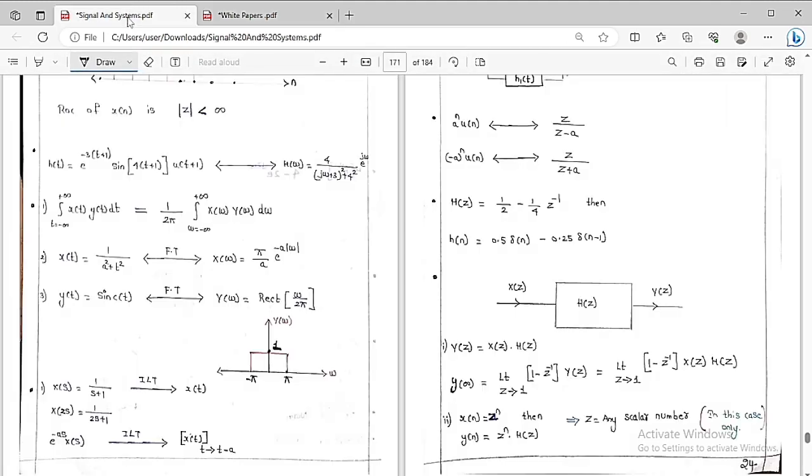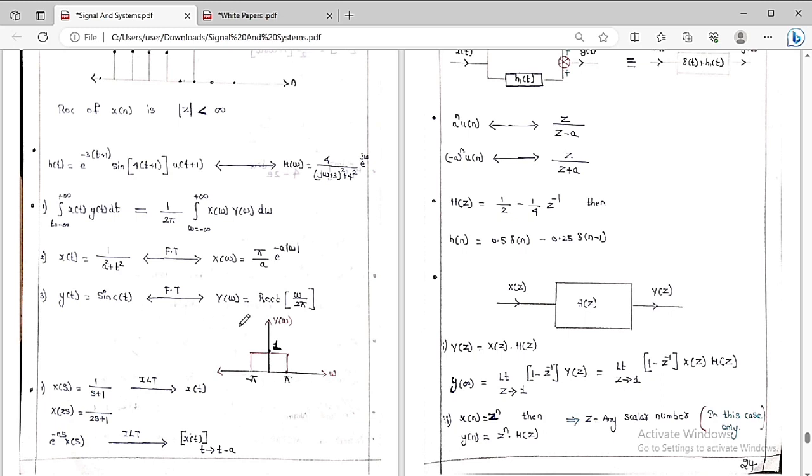So same thing. For sinc t, what is the Fourier transform? It has a height of 1 with a width of 2 pi with respect to omega. So you can write it like this: rectangle of omega by 2 pi. This we can define like this.